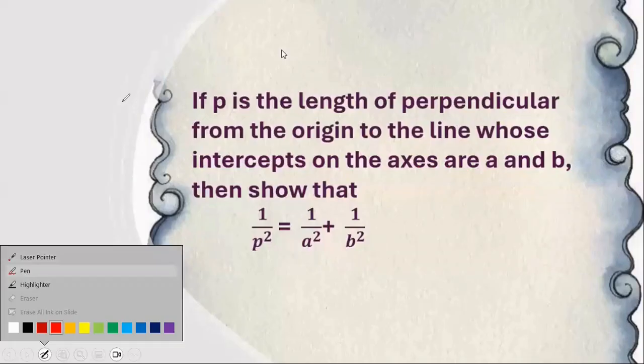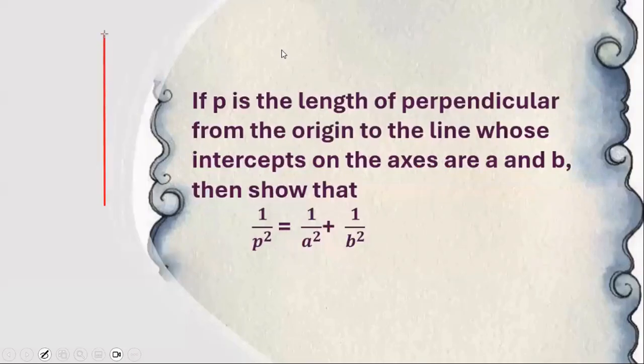I am making the XY plane. According to that, we will understand. So this is the Y axis and the second one is the X axis. Now they are saying, if p is the length of the perpendicular from the origin to the line. So there is a line, first of all, which has intercepts on the axes. Intercept means the coordinates only, the points only on the axis.